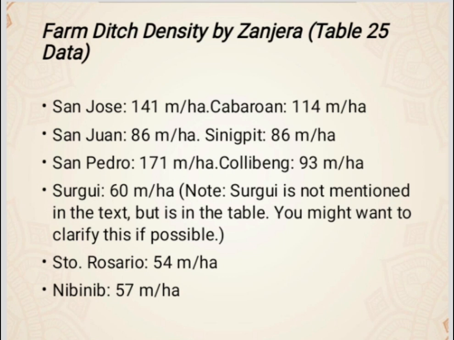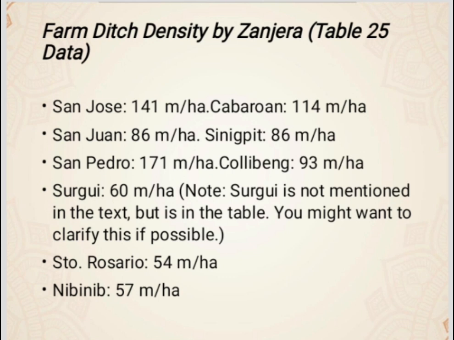So, this slide presents a specific breakdown of farm ditch density for each Zanzara within the irrigation system, as detailed in Table 25. You would present the actual data from the table here. For example, as I said a while ago, San Jose has 141 meters per hectare, Cabarroan has 114 meters per hectare, San Juan 86 meters per hectare, Sinigpet has 86 meters per hectare, San Pedro has 177 meters per hectare, Colibeng 93 meters per hectare.